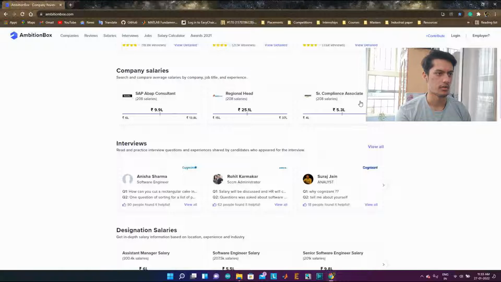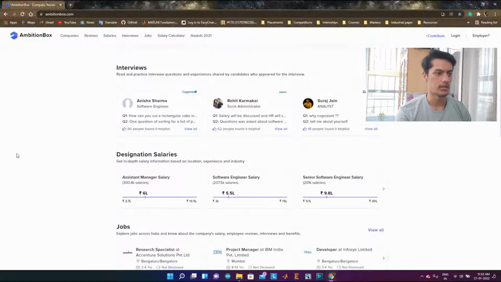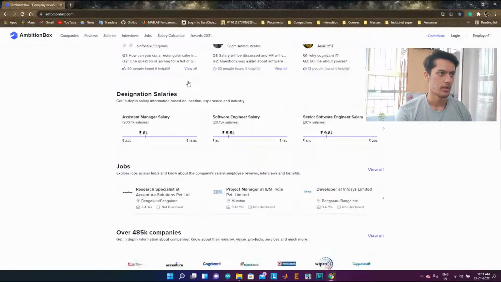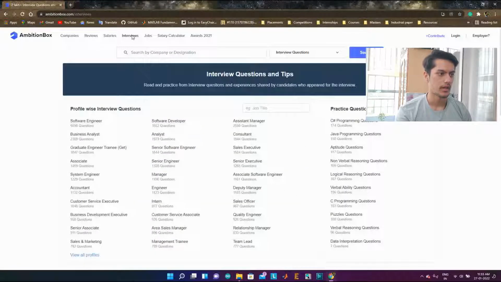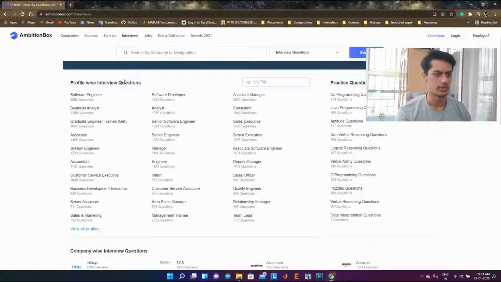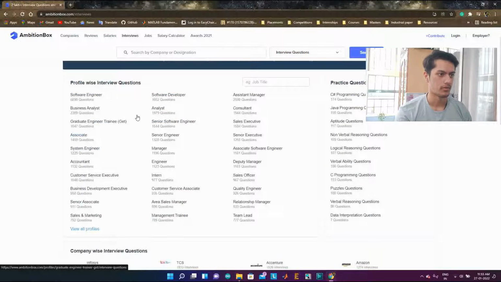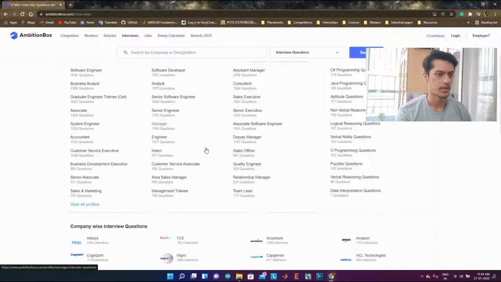There are company salaries. So like a regional head salary is between 15L to 35L, and you have a scrum master, you have an associate, and there are interviews and jobs, and over 485,000 companies registered here, which you can see. Now if I go to interviews, I can see profile-wise interview questions, basically for which profile you want to sit for. For example, there is software developer, software engineer, consultant, intern, engineer, systems engineer, and many more.